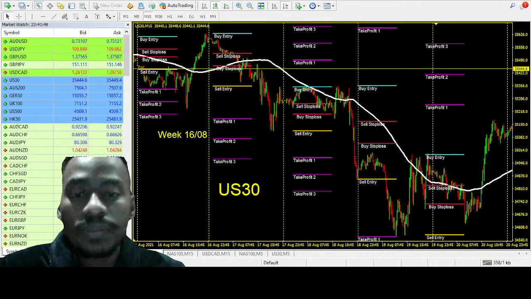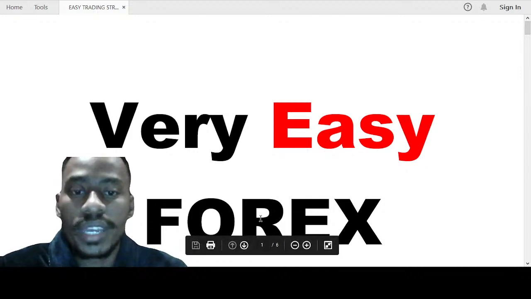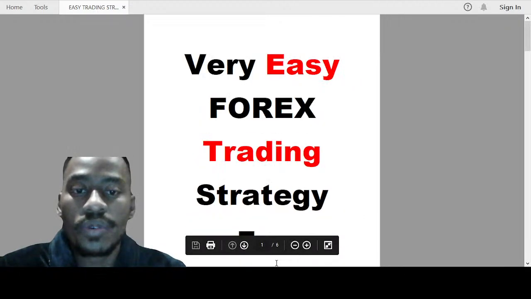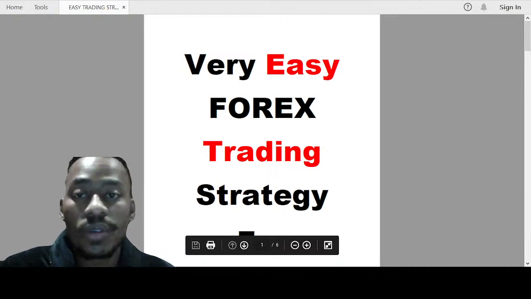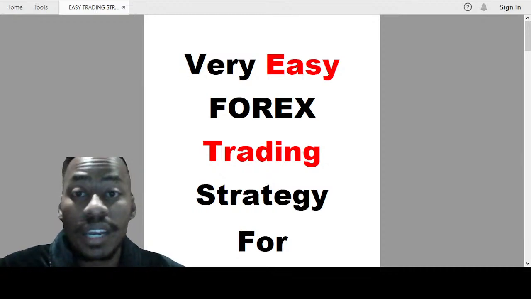All right, so before we look at what's on the screen right now, let's have a look at my PDF right here, so that we can understand much better. For those of you who don't know the strategy, I just want to make it plain for you guys so that you can see what's going on. This is a very easy trading strategy. You don't have to be a genius. Even a beginner can take advantage of this.